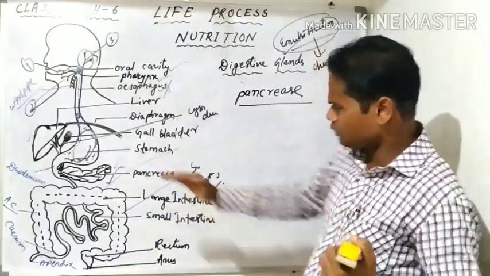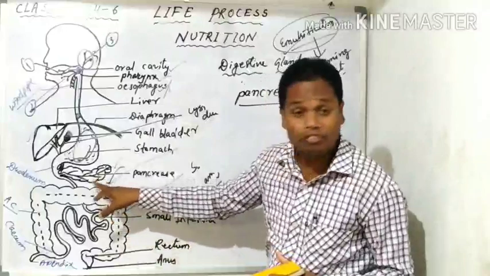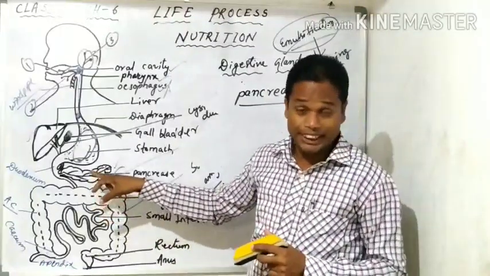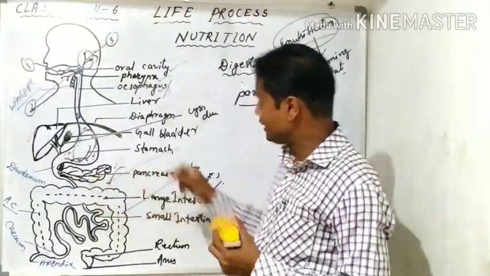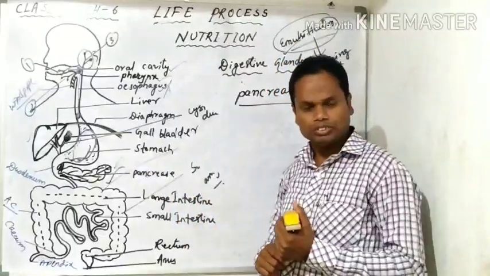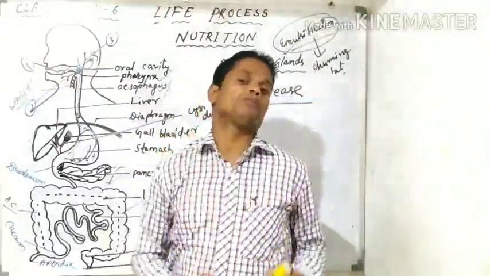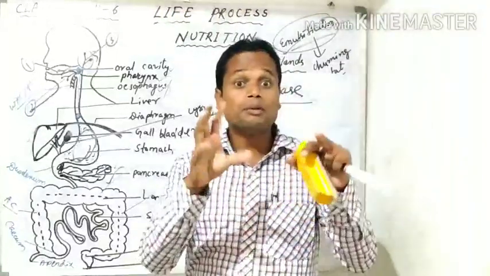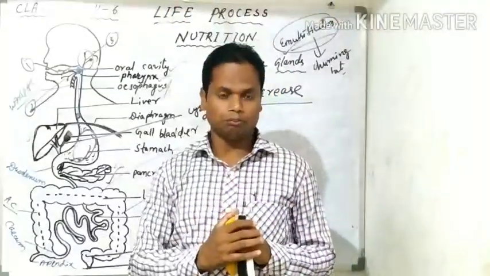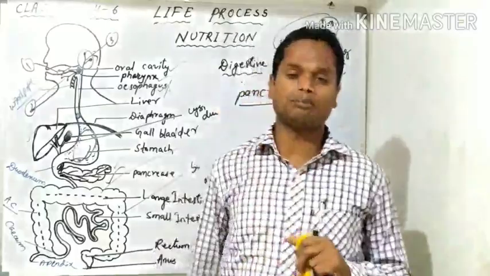Pancreas. Just below the stomach, you will find one leaf-like structure. A leaf-like structure is present, that is called the pancreas. Pancreas is one dual type of gland, which means it is a mixed type of gland. What is a mixed type of gland?